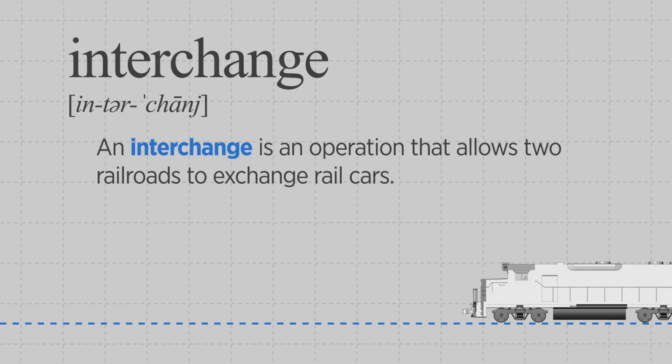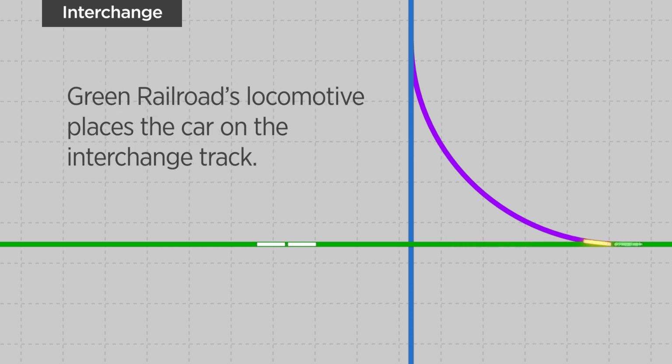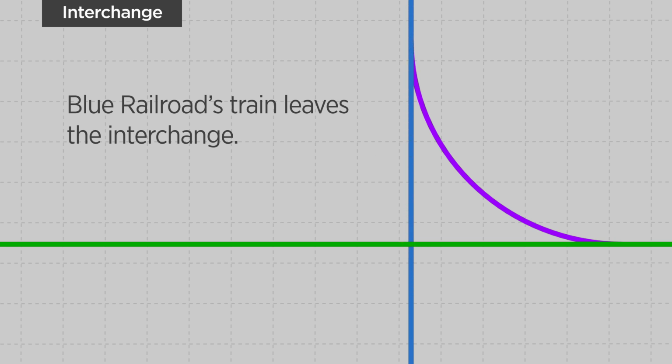An interchange is an operation that allows 2 railroads to exchange rail cars. Here's how it works. Green Railroad's train approaches an interchange track and separates the car to be handed over to Blue Railroad. Green Railroad's locomotive places the car on the interchange track. Blue Railroad's locomotive retrieves the car from the interchange track and adds it into its train. Blue Railroad's train leaves the interchange.